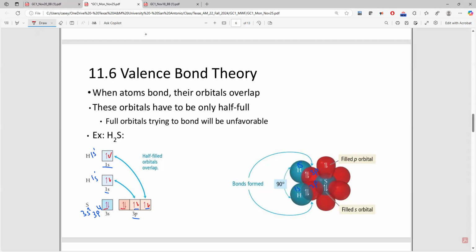We can't bond with the orbitals that are already full, right? They can only have 2 electrons in those boxes. So those will not bond at all.